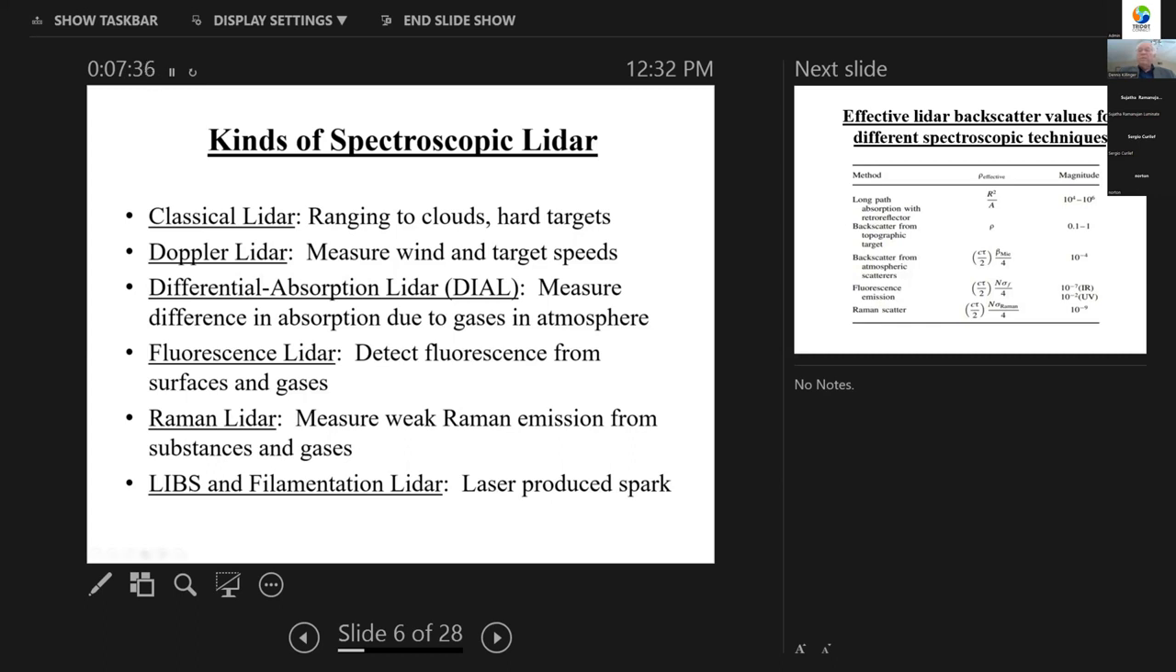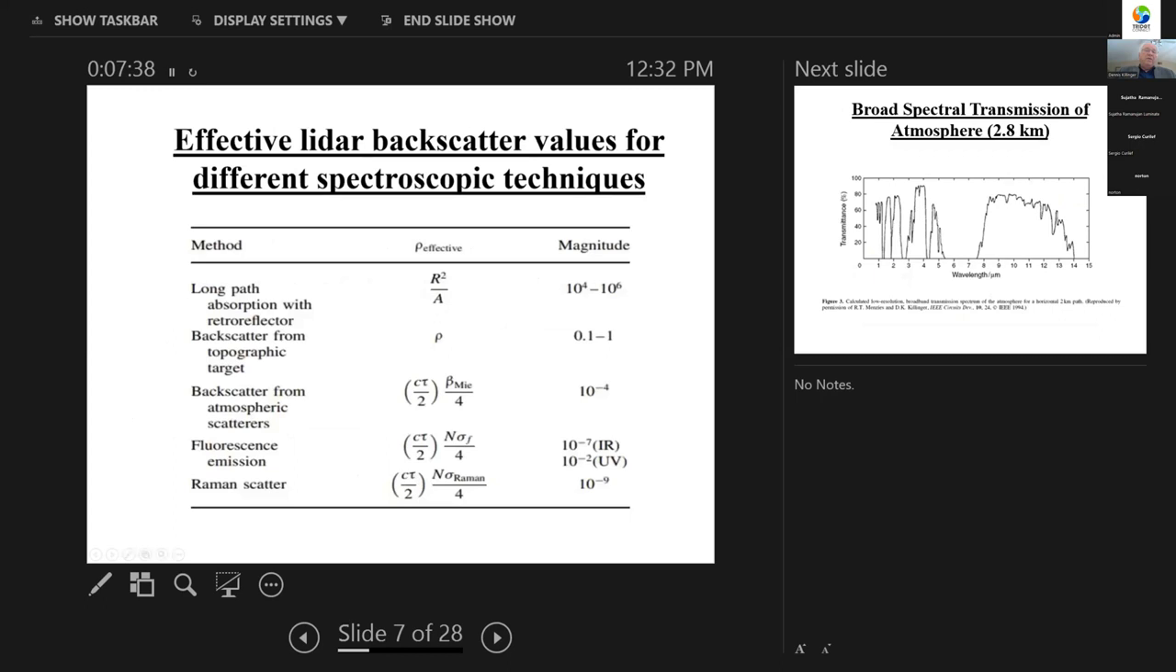So with that, if you look at the effective LiDAR backscatter values, I put this in so you can see that the backscatter from a regular hard target, the effective backscatter is maybe around 10% to 50%, something on this order. If you use a retroreflector mirror, that ups it by about 4 to 5 orders of magnitude. If you're just looking at the atmosphere, the scatter from the air in your hand, shall we say, that's down by about 4 to 5 orders of magnitude.